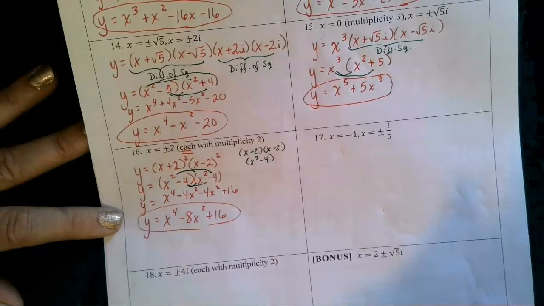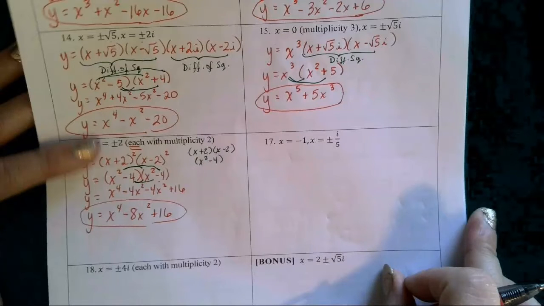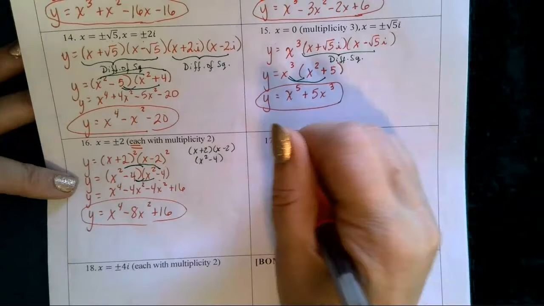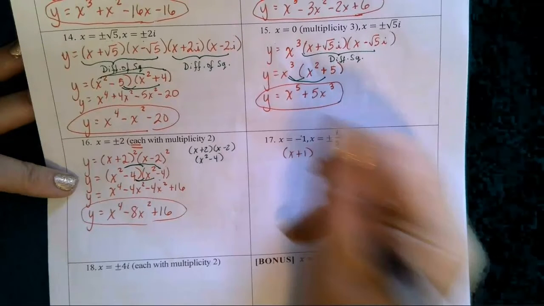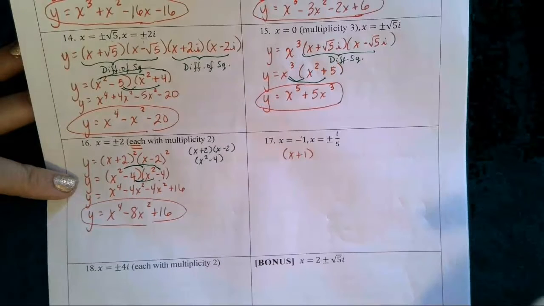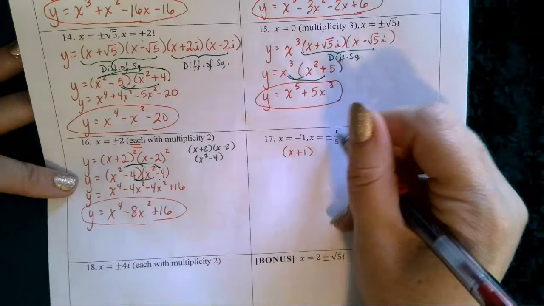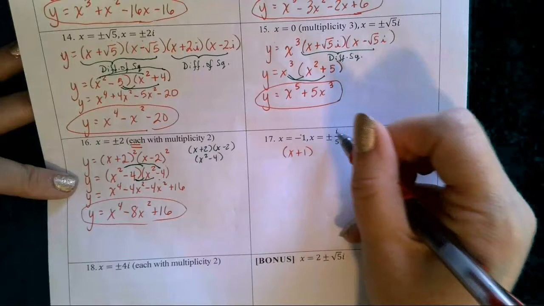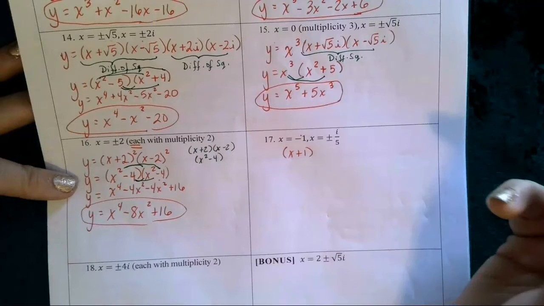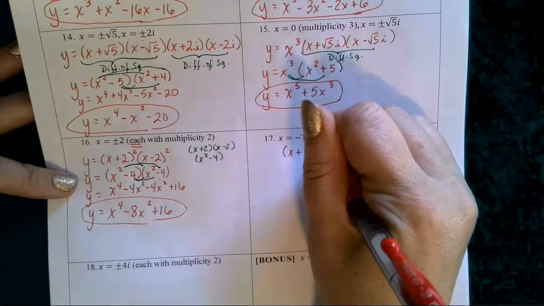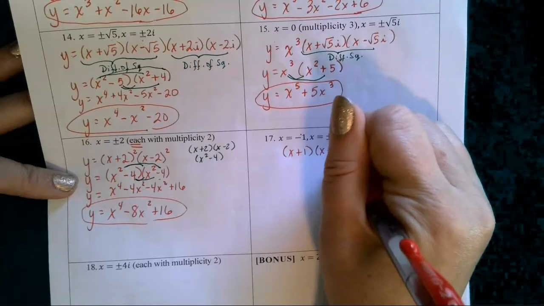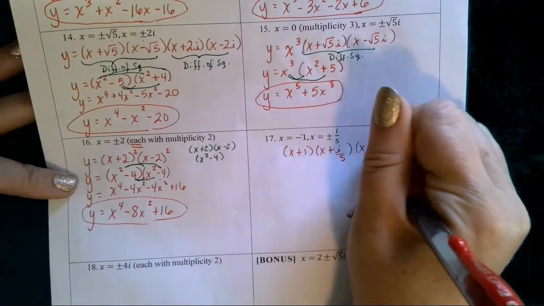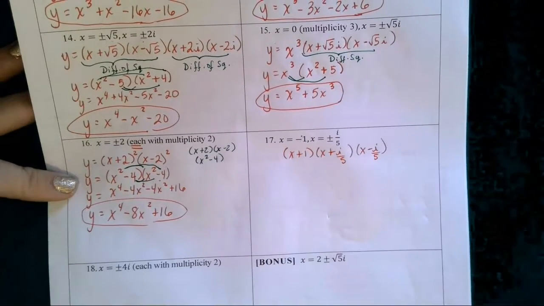Okay, now in example 17, I've got a zero here at x equals negative 1, so that corresponds to a factor of x plus 1. And then x equals plus or minus i over 5, and i is the imaginary number, the square root of negative 1. So I have a factor of x plus i over 5 and x minus i over 5.